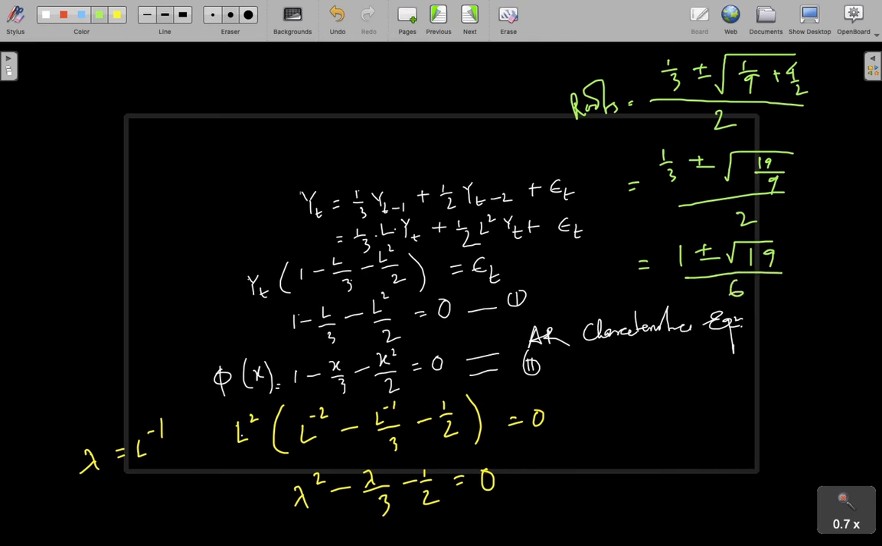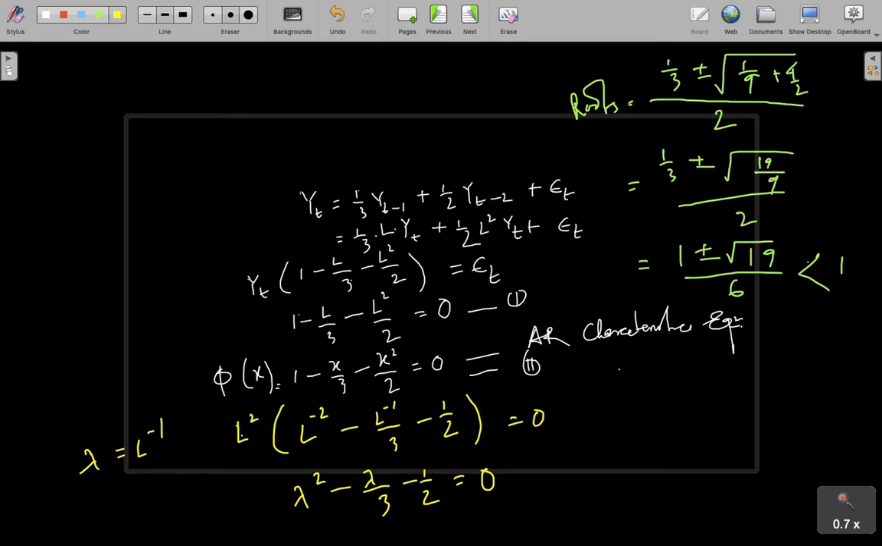So these are the values of the roots, and if you see the values of the roots, 1 plus root 19 by 6 is basically less than 6, and 1 minus root 19 by 6, if you divide by 6, is again going to be less than 1. So both the roots are basically less than 1, right? So that is to say that my conditions are satisfied for the AR2 series to be stationary.